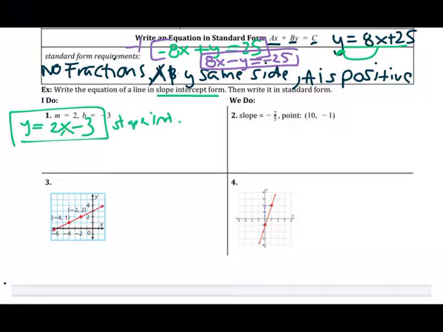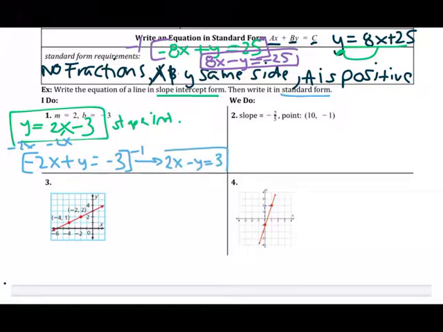For standard form, I need to move x to the other side. So I'm going to subtract 2x on both sides. That's going to give me negative 2x plus y equals negative 3. I don't have any fractions. My x term comes first and then my y term. So the only problem that I have here is that the number in front of x is not allowed to be negative. So I'm going to multiply everything by negative 1. That's going to give me 2x minus y equals 3. This is my standard form.